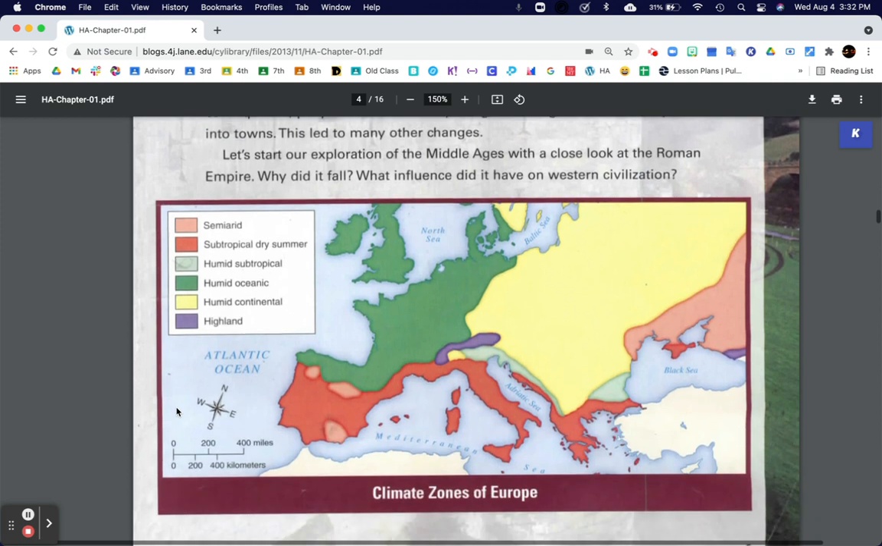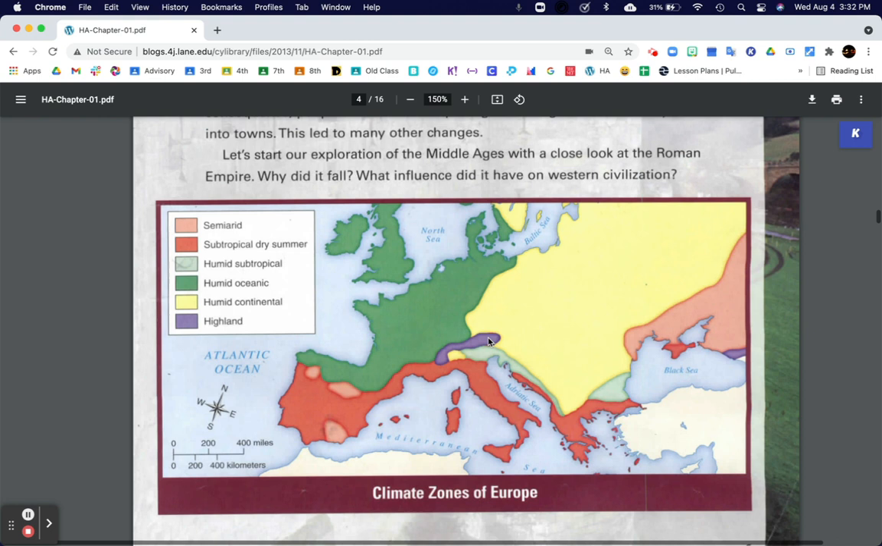All right, climate zones. So we've got this up here. This is considered Northern Europe pretty much. Green, which is humid oceanic. So it means it gets rain coming off the oceans. Down here where it's red, it's called subtropical dry summer. This is a climate that California has. Hot and dry in the summer, and our rainy time is in the winter where it's mostly cool.